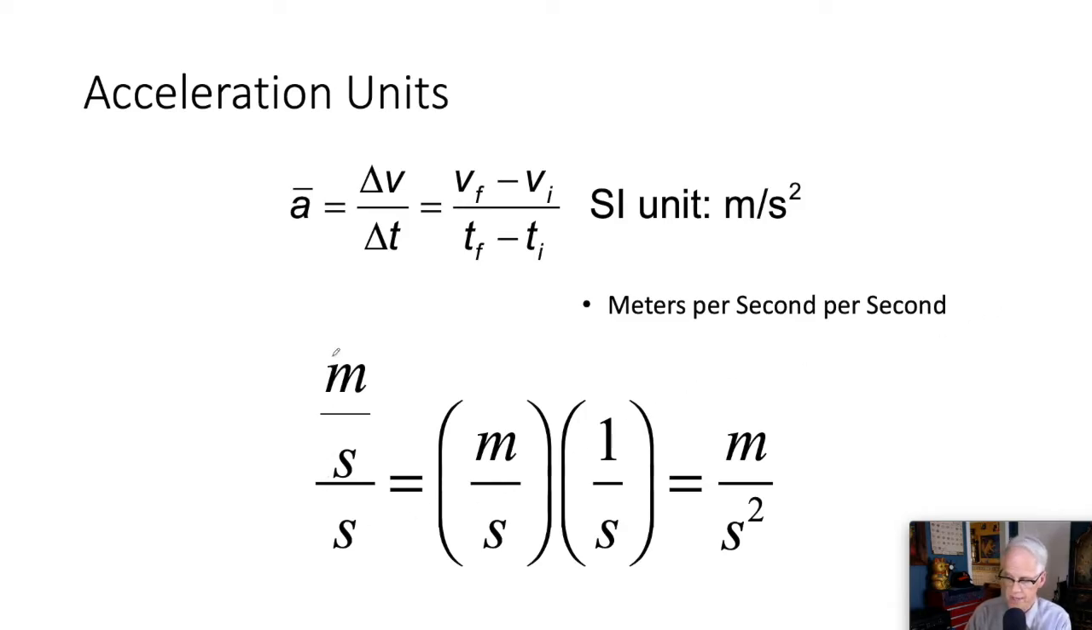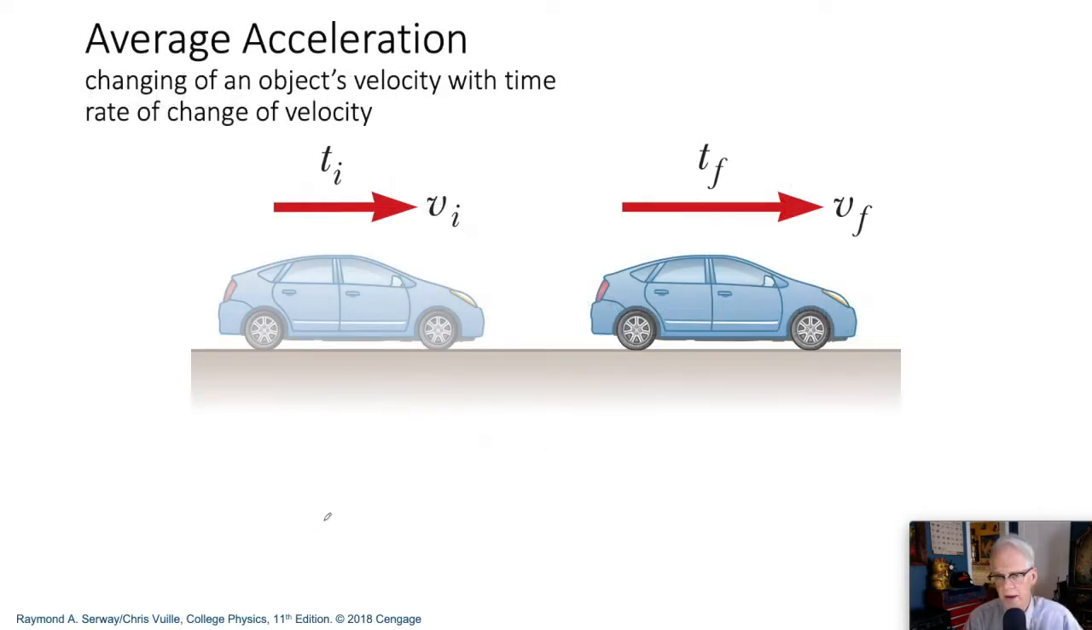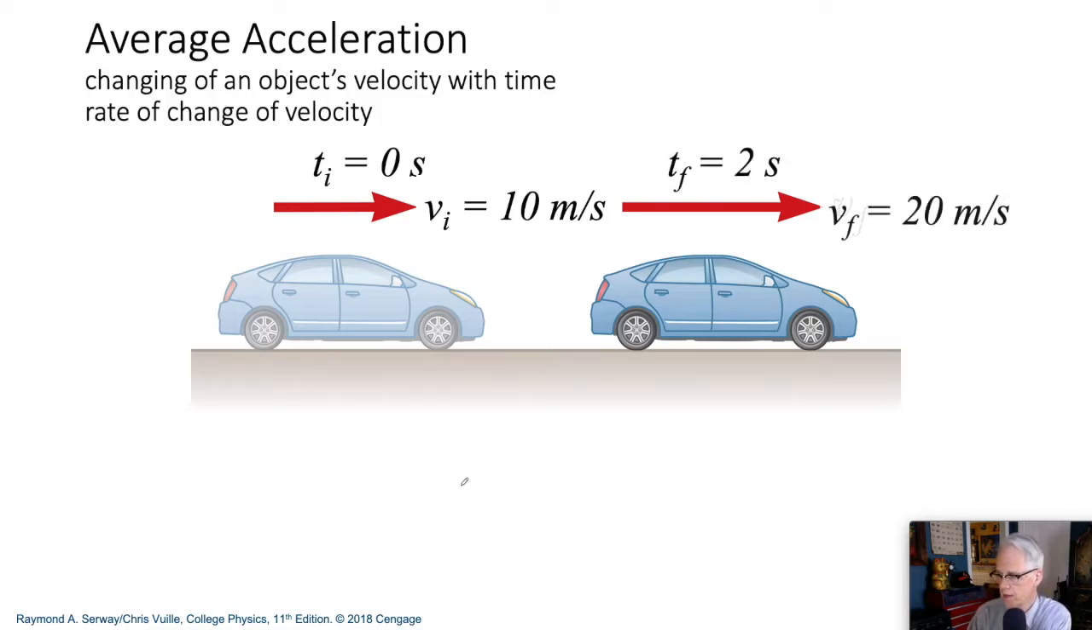So it is a change in velocity in meters per second. But usually we just say meters per second squared. Now let's try out our new equation. So let's say, for example, our car speeds up from 10 meters per second to 20 meters per second, and it takes 2 seconds to do that change in velocity.